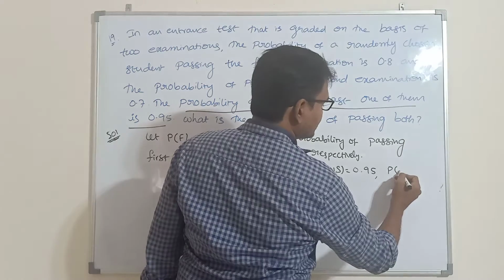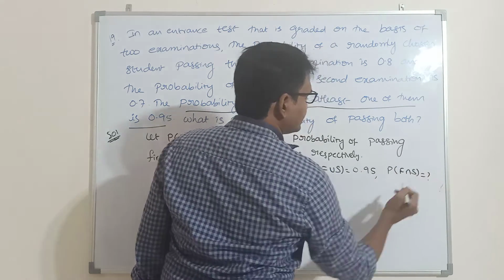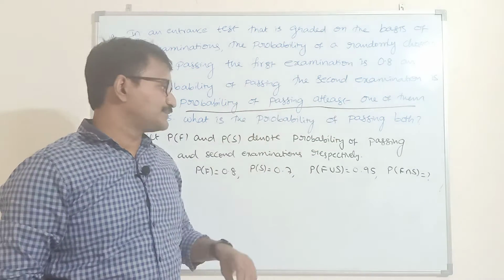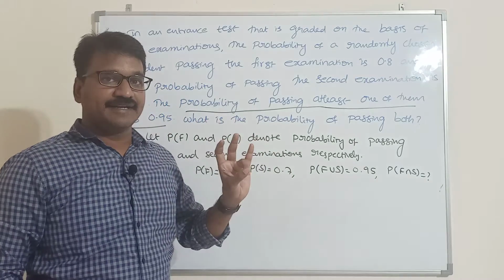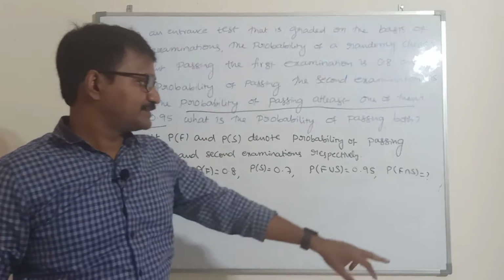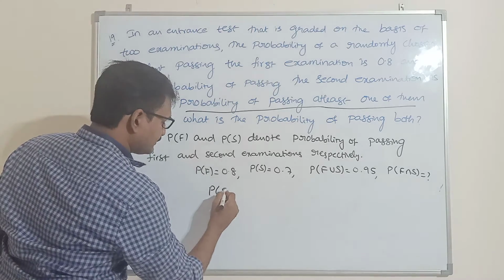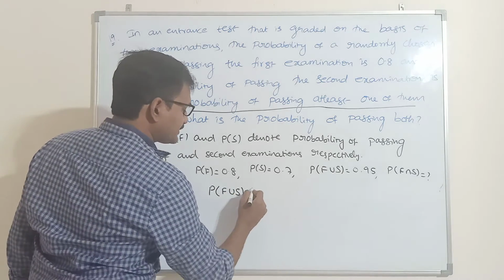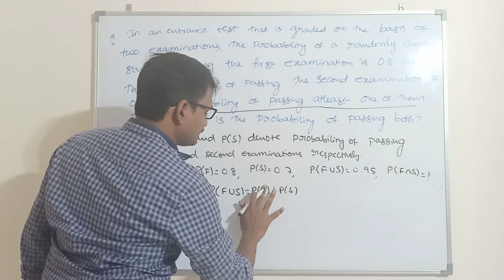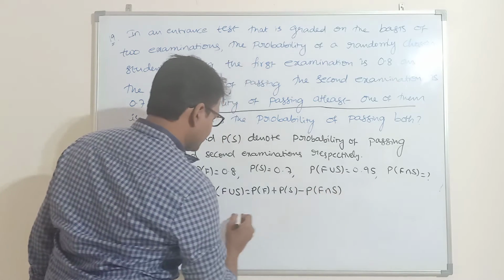Both means and, which means intersection. First examination intersection second examination is how much? Wherever the keywords at least or or come, use the union symbol. Wherever the keywords and or both come, use the intersection symbol. So what is the formula for P of F union S? P of F plus P of S minus P of F intersection S.